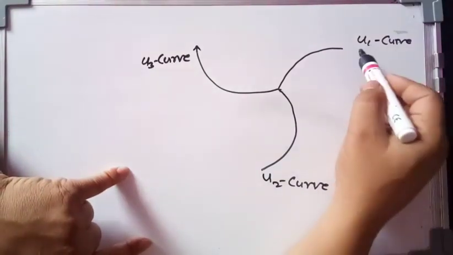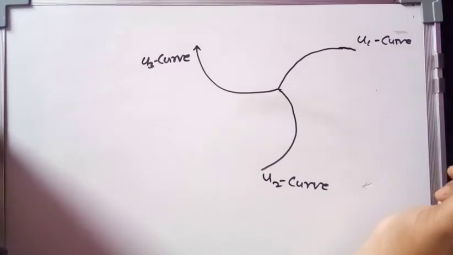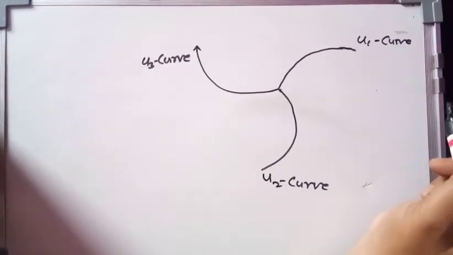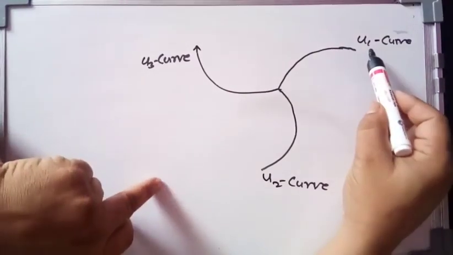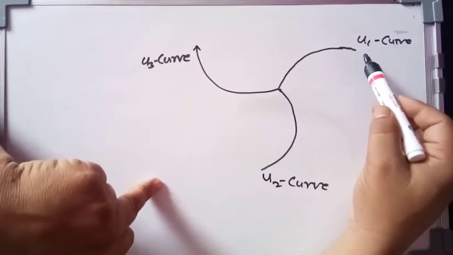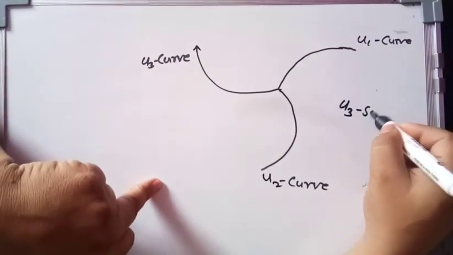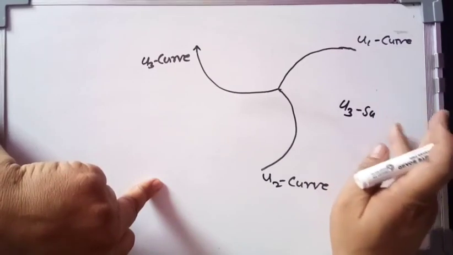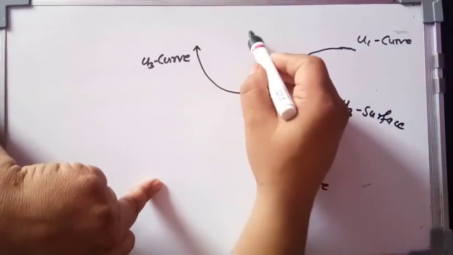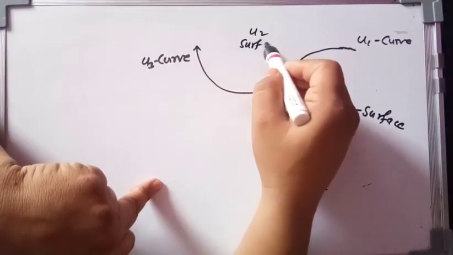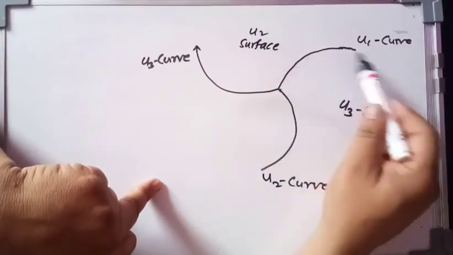Now we have three curves, u1 curve, u2 curve, u3 curve. Then we know intersection of two surfaces gives one curve. Now u1 curve will be intersection of u2 and u3. Here is u3, therefore you have to take here u3 surface, and here will be u2 surface. That is, intersection of u2 surface and u3 surface gives you u1 curve.